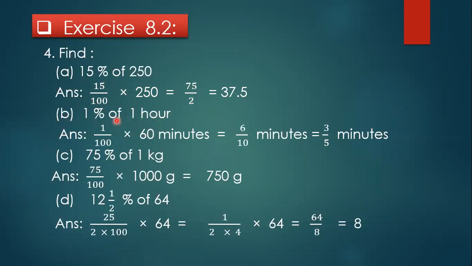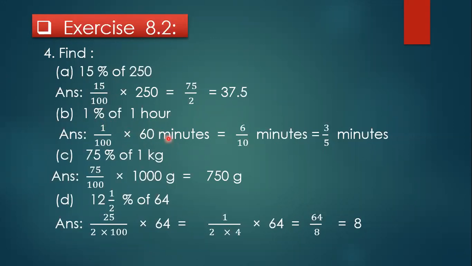Second question, 1% of 1 hour. Here this 1 hour first we will convert into minutes. 1 hour is equal to 60 minutes. And 1% of 60 minutes. That means 1 upon 100 into 60 minutes. 1% when we convert into fraction we will get 1 upon 100 into 60.